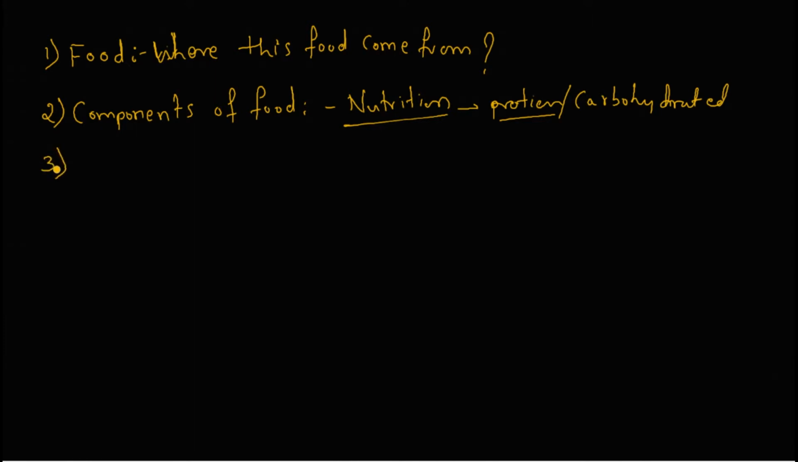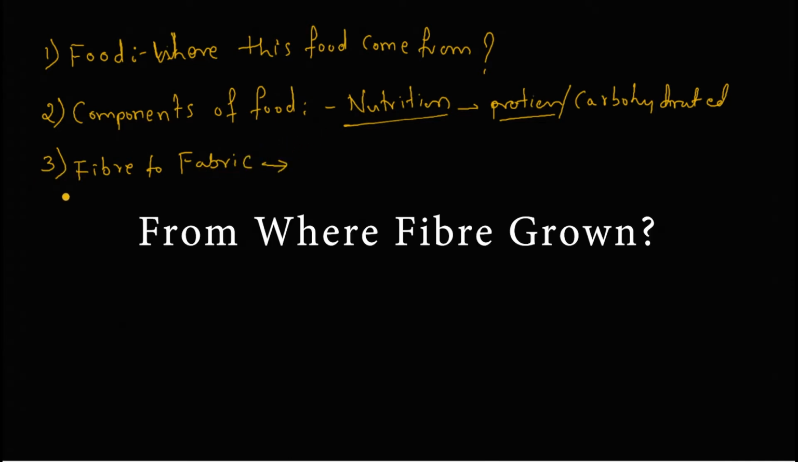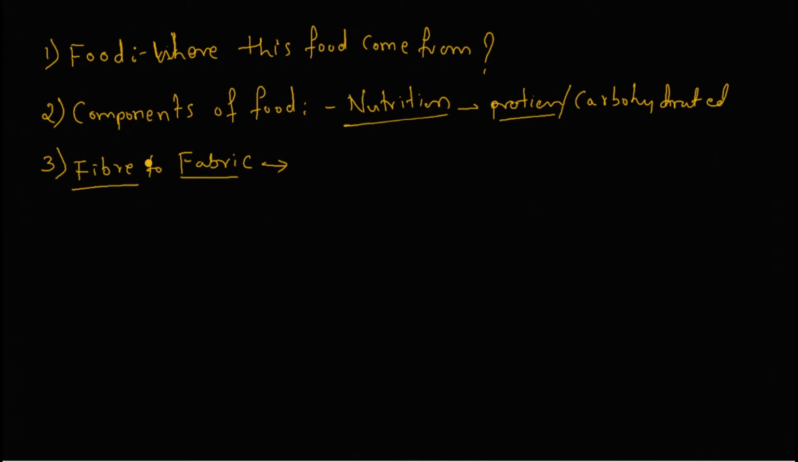Now let us start with the third chapter. What exactly does it tell you? The third chapter will tell you about fiber to fabric. Fiber to fabric means where the fiber comes from. We'll study how fabric can be made from the fiber.